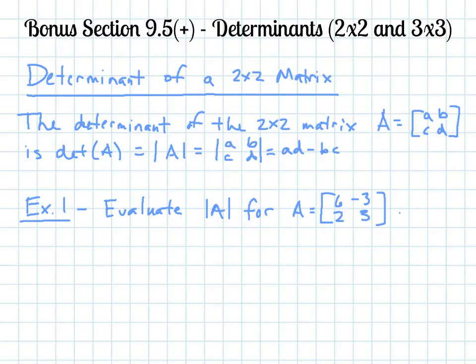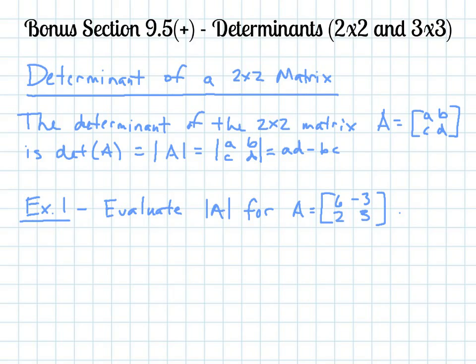Today's lesson is a bonus section for 9.5, so I put a plus there. This is a kind of a review thing from Algebra 2 that we're going to use a part of to help us do what we're going to do in section 9.5, which is called the cross product of two vectors. And so we use determinants to help us do that. So let's review what a determinant is.